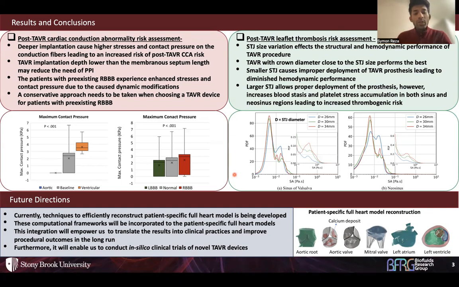And then in the future, we're trying to incorporate these frameworks into patient-specific full heart models. As of now, we were able to develop techniques to morph the living human heart model to a patient-specific model from the patient CT data.